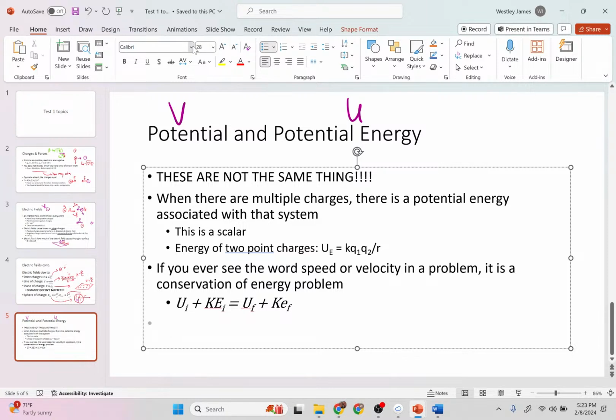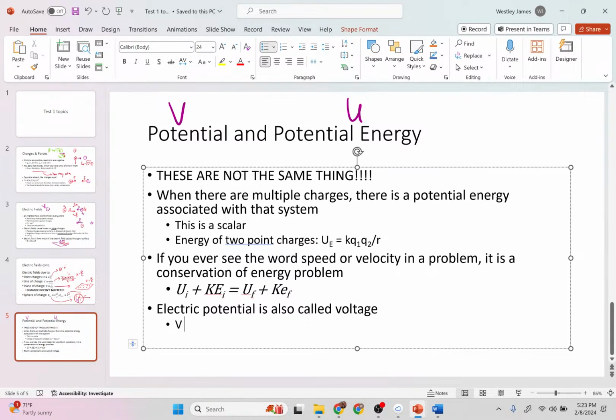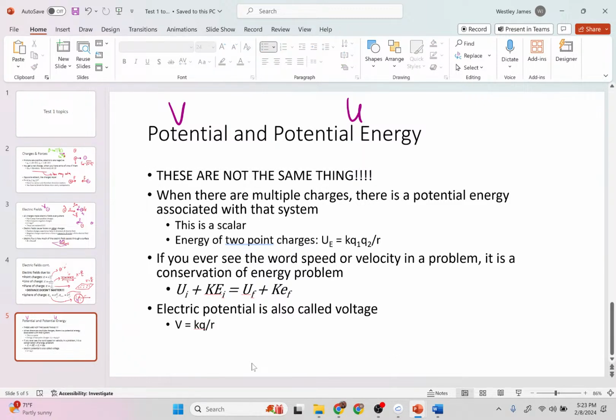And then as far as voltage, voltage is not energy. So potential, electric potential, is also called voltage. Same thing. And this is that V equals K Q over R. It makes a potential everywhere.